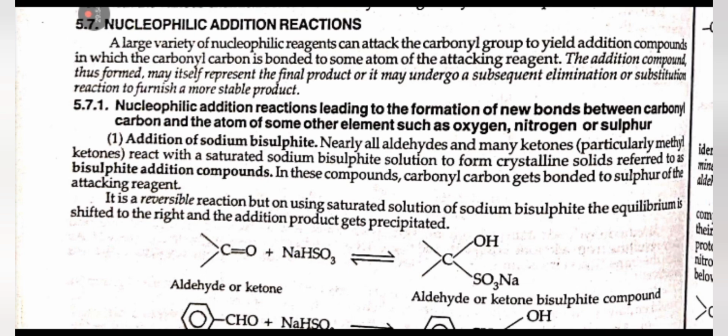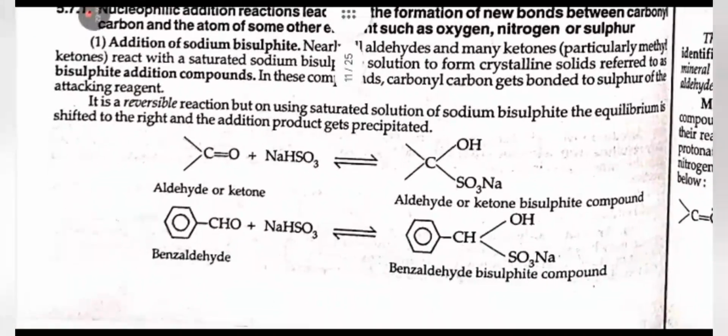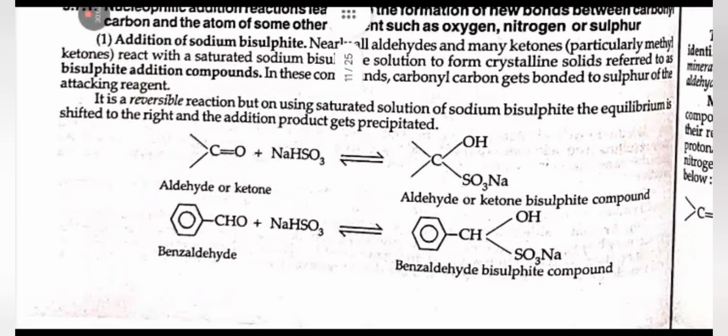Addition of sodium bisulfite. Nearly all aldehydes and many ketones react with saturated sodium bisulfite solution to form crystalline solids referred to as bisulfite addition compounds. In these compounds, the carbonyl carbon gets bonded to the sulfur of the attacking reagent. It is a reversible reaction, but on using a saturated solution of sodium bisulfite, the equilibrium is shifted to the right and the addition product gets precipitated.